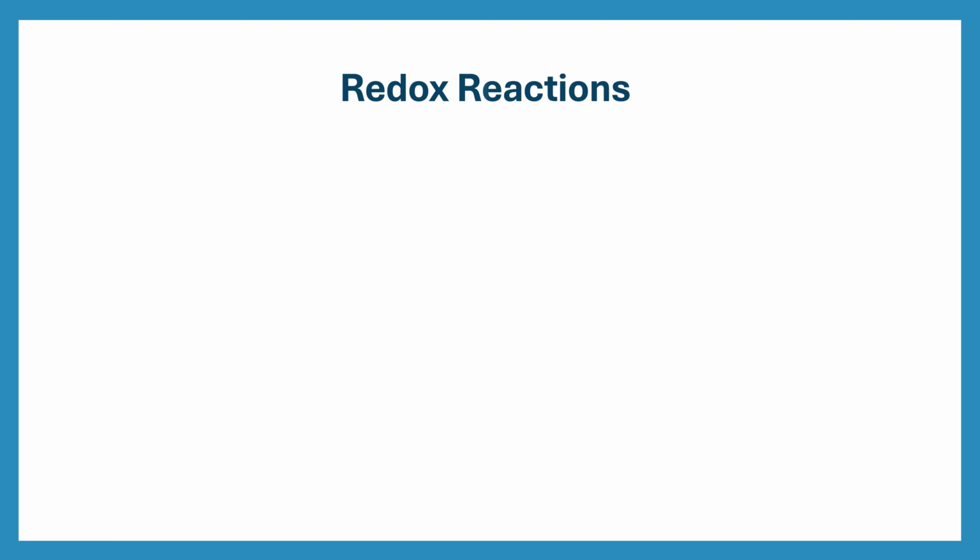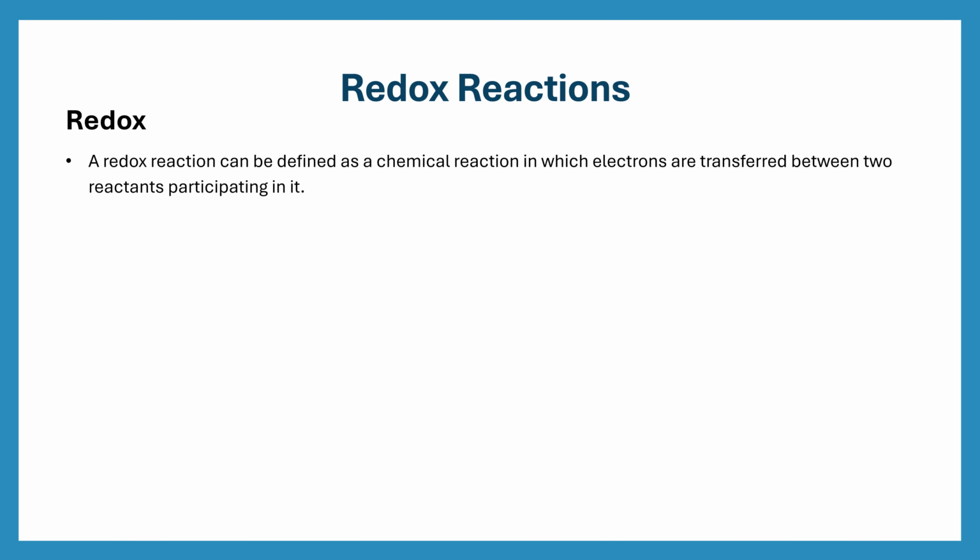Now, let us bring it all together, the oxidation and the reduction, into what we call a redox reaction. A redox reaction is basically a chemical reaction where electrons are transferred between two substances. Here is how it works. One reactant loses electrons, that is the oxidation. The other reactant gains those electrons, that is the reduction. So it is always a paired process.